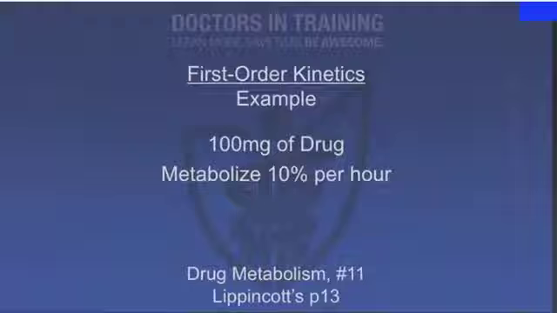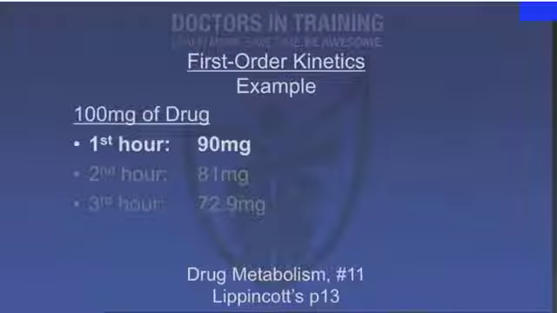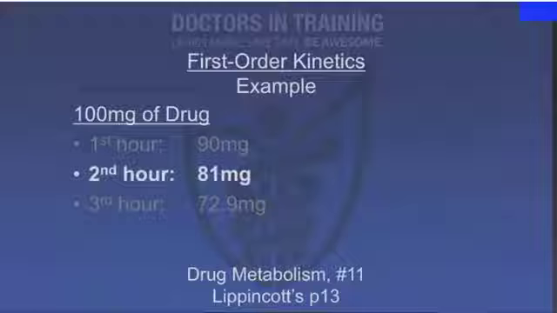concentration you're starting with. So imagine for a minute you start with 100 milligrams of drug in the blood. And you're going to metabolize 10% of that per hour. So after the first hour, 10% of that 100 milligrams is 10 milligrams. And so after that first hour, 90 milligrams is left. Now after the second hour, you're metabolizing 10% of 90 milligrams.